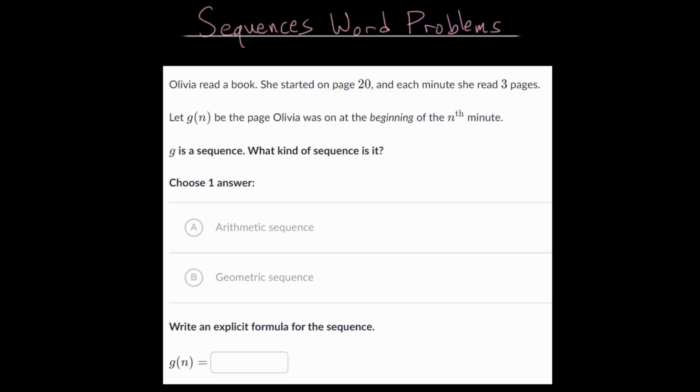In this video, I'd like to talk about word problems with sequences. So, Olivia read a book. She started on page 20, and each minute she read 3 pages. Let G of n be the page Olivia was on at the beginning of the nth minute. So, we need to determine what kind of sequence this is and write an explicit formula for that sequence.